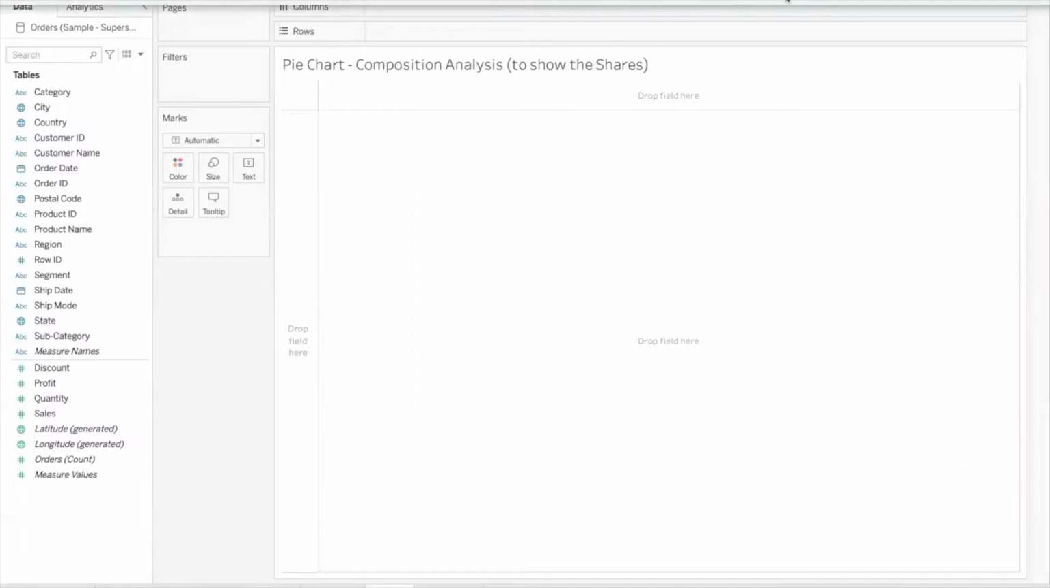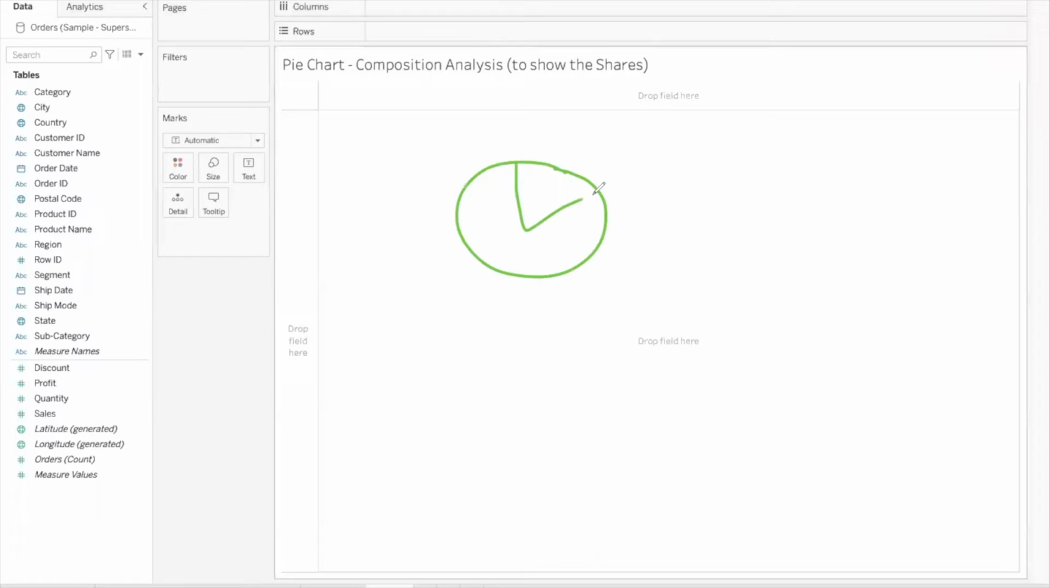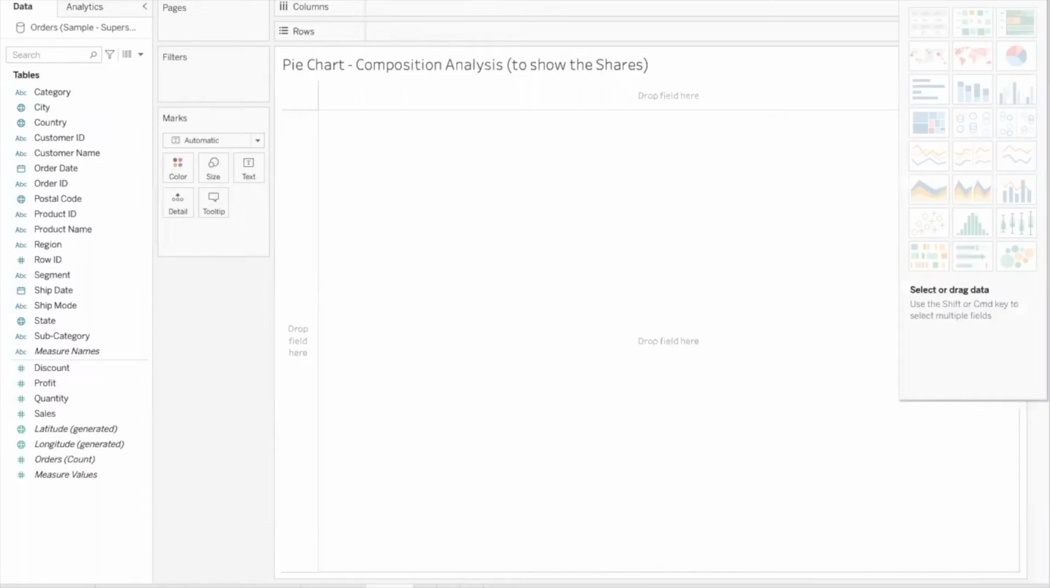Now, pie is basically a circle, isn't it? It is a circle that has to be sliced, indicating the contribution. So it is not something that has rows and columns. Then what to do? We saw in the previous video, we can make use of the show me panel, and on the show me panel, we have pie chart over here. It is in the second row, the third column.